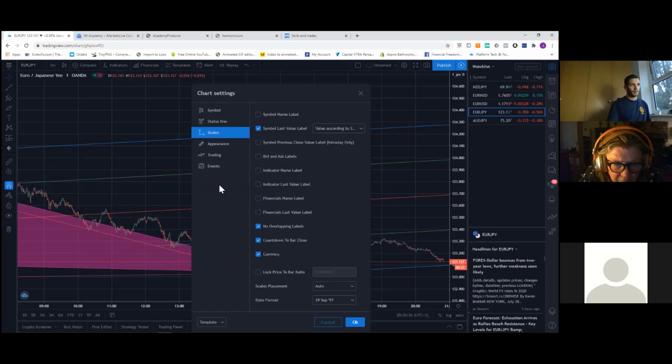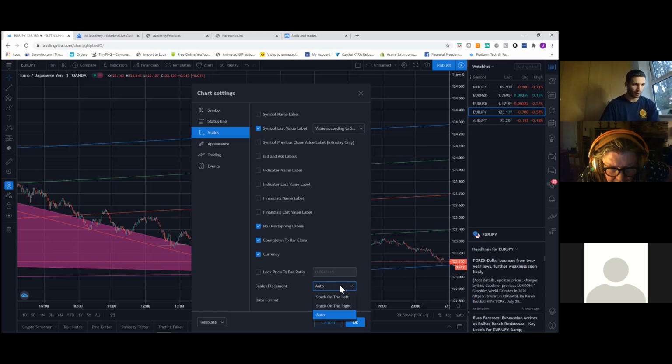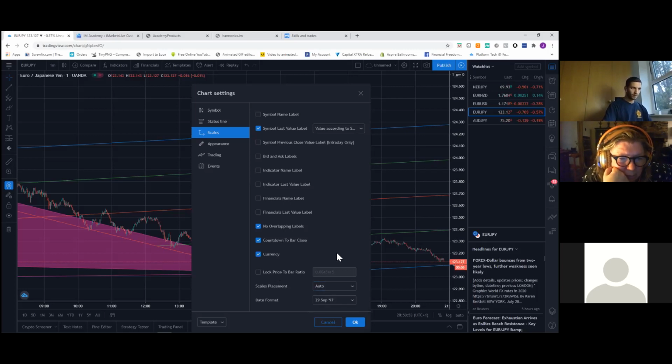Can you just click on scales placement auto? Scales placement, down at the bottom. Not that I've ever moved anything in there, but what I'm going to do is look on mine in a minute and see what mine says. Yeah. Stack on left, stack. No, it can't be that. Leave that. Click on appearance. Nothing to do with scales.